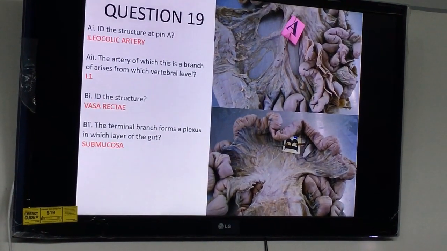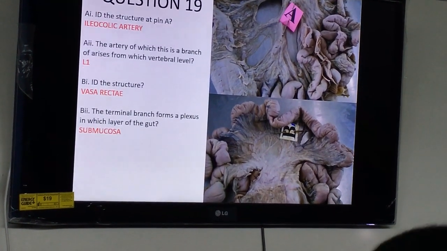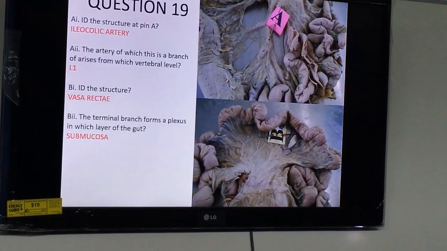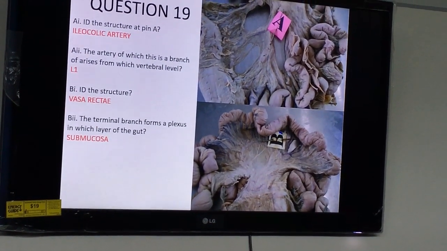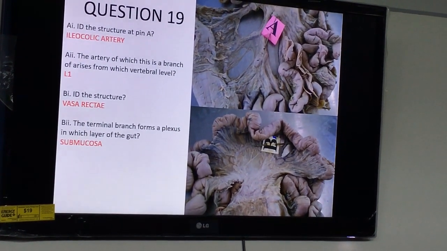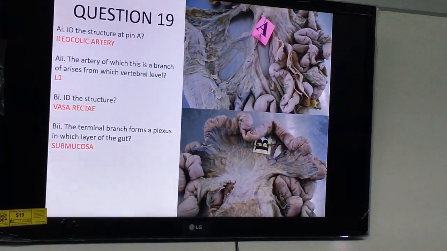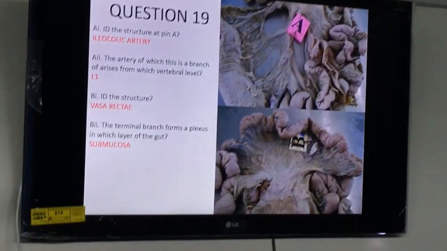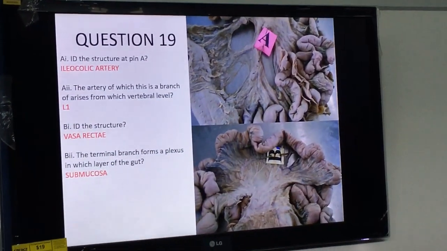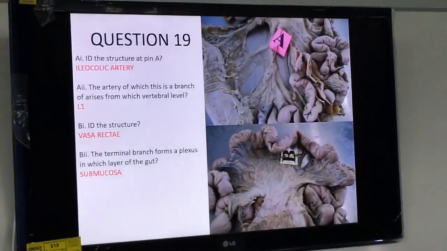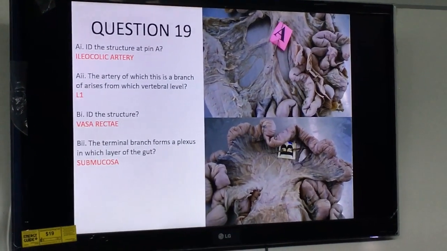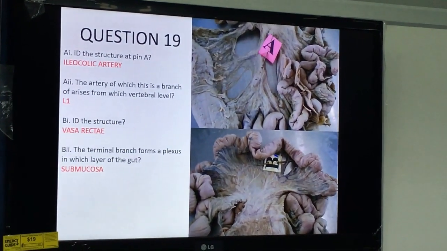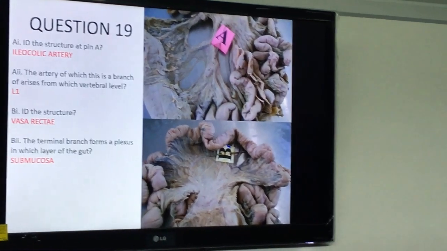So the terminal branches form a plexus in which layer of the gut? You don't have to look at that a second time, because there's only one layer of the gut of any plexus, and that's the submucosa. And how much plexus is there? 4. So we know that you have a plexus of arteries, a venous plexus, a lymphatic plexus, and then you have the myenteric plexus.